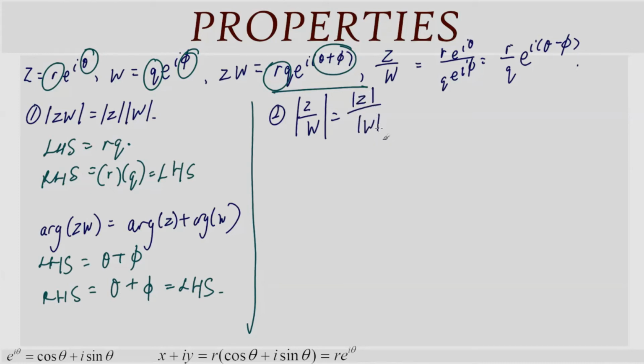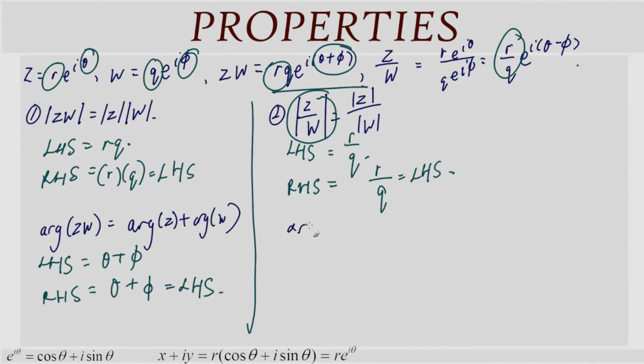So the importance of proving these properties is that later on, when you want to segregate the numerator and denominator, it really makes life easy, because you have the right to segregate them since you've already proven that it's possible to do that. So on the left hand side, the modulus is r over q, and the right hand side is equal to the modulus of z, r, over the modulus of w, which is q, and that's equal to the left hand side.